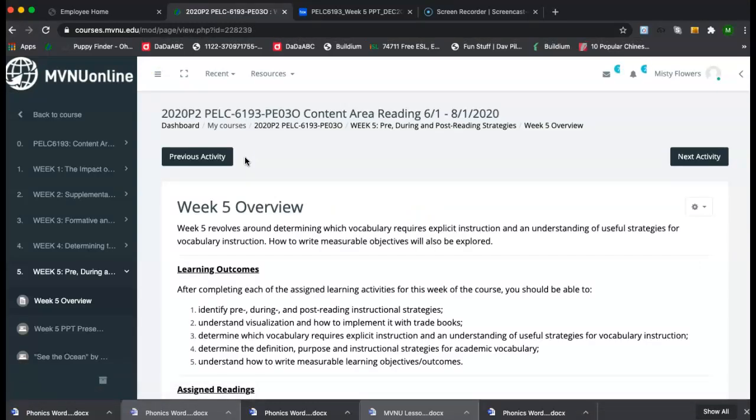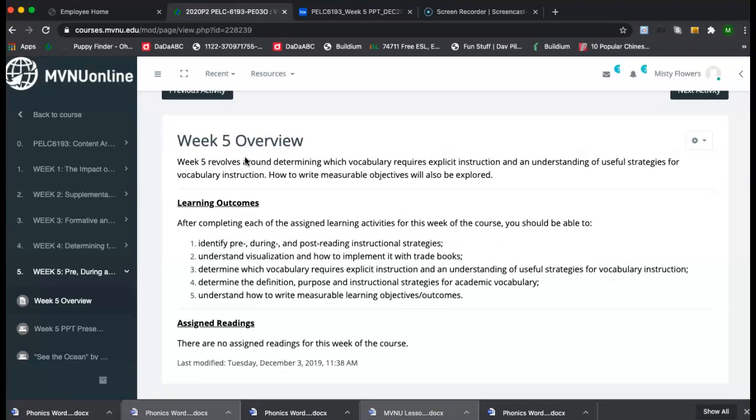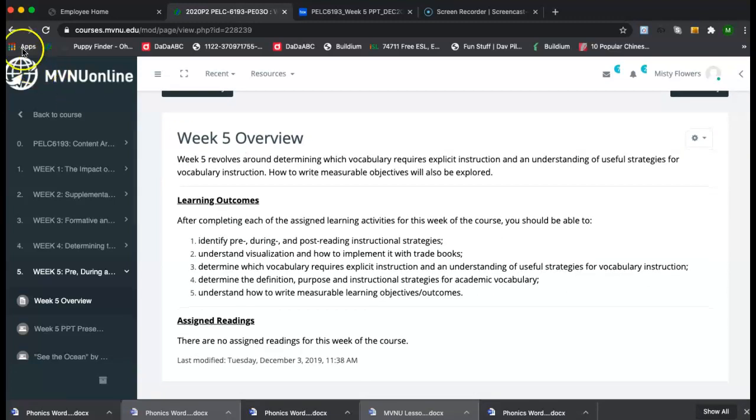So by the end of the week, you're going to understand visualization and how to implement it with trade books. Determine which vocabulary requires explicit instruction and understanding of useful strategies for vocabulary instruction. Determine the definition, purpose, and instructional strategies for academic vocabulary, and understand how to write measurable learning objectives or outcomes. There is no assigned reading for this week.